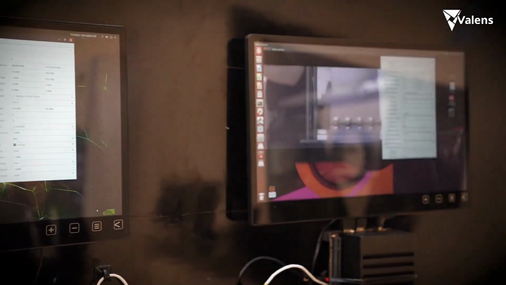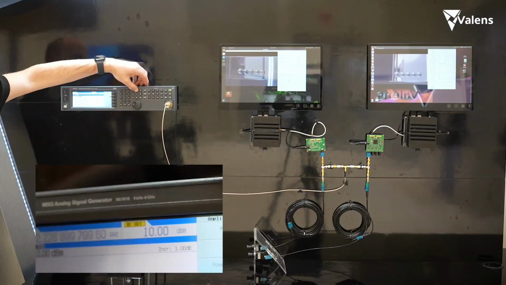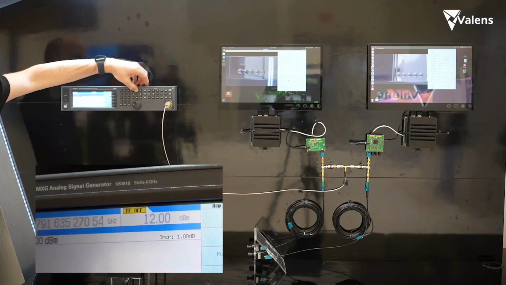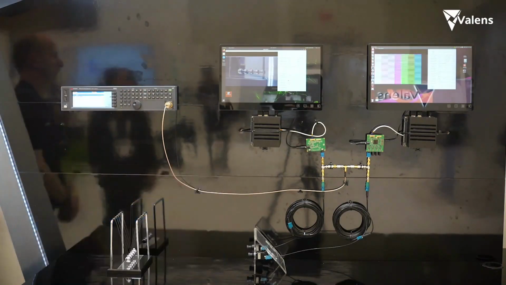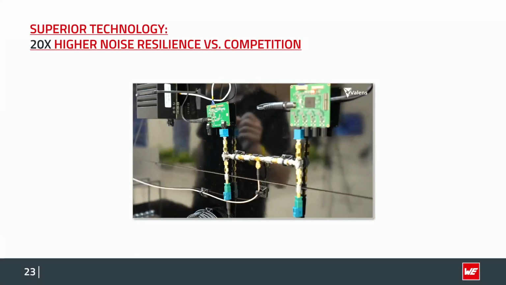Let's crank it up to 0 dBm, 10 dBm. It's still working. Finally, at plus 14 dBm, the link fails. This means 20 times higher noise robustness regarding the competing system.